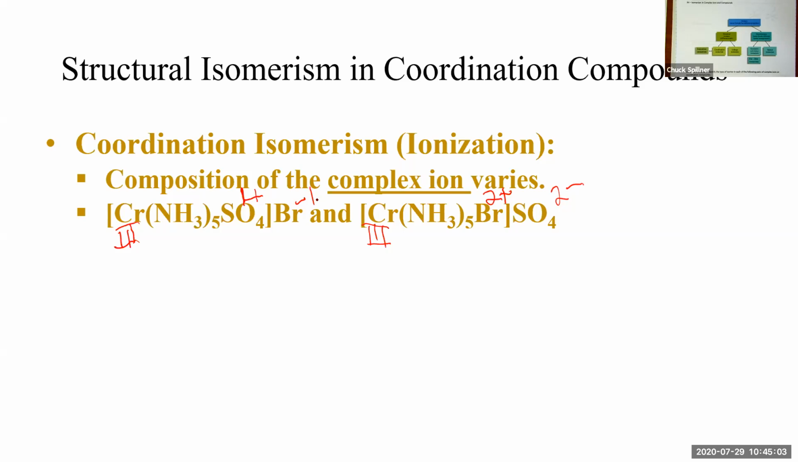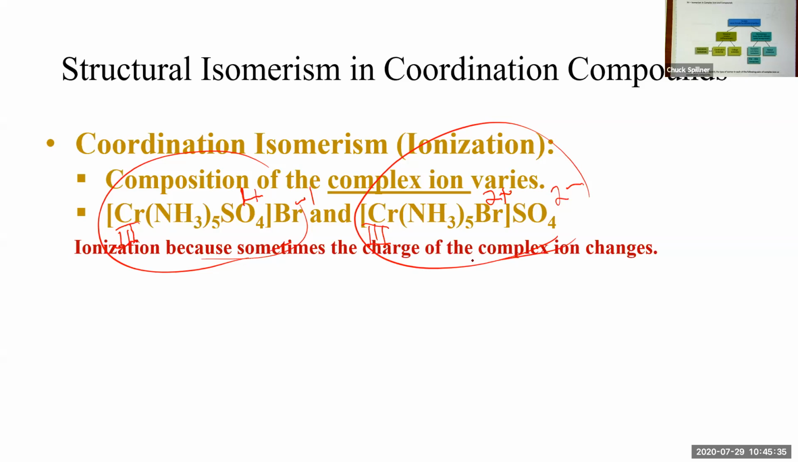But anyway, in a coordination isomerism, the actual structure of the complex ion changes, but the overall molar mass, the number of atoms that are in the compounds, does not change. So those are identical. The number of atoms in the coordination compound is the same.